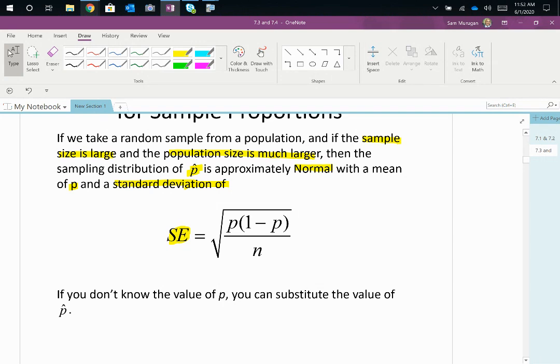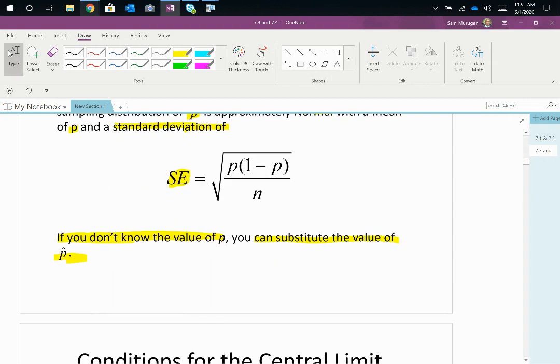If you don't know the value of p, then you can substitute the value of p hat. If you don't know the p value, then you can substitute the value of p hat, which is from the sample. In other words, if you don't know the population p, then you can substitute the p from the sample itself.